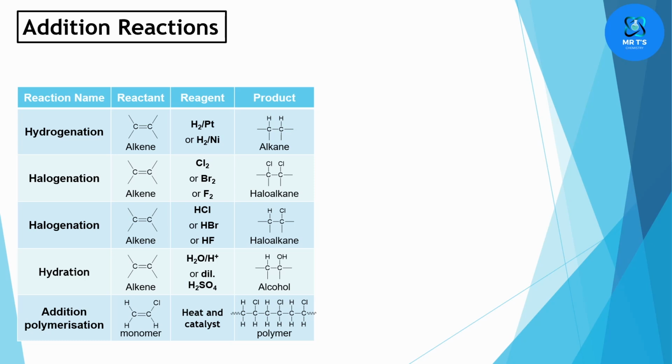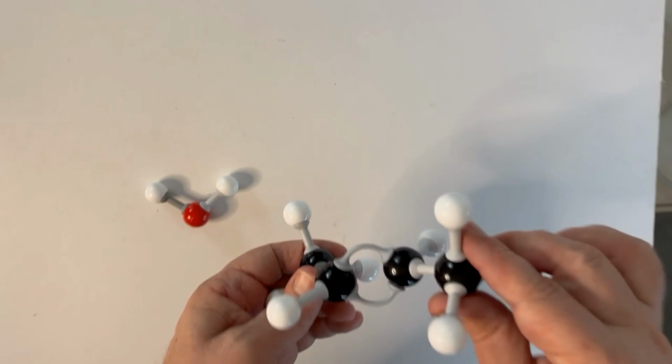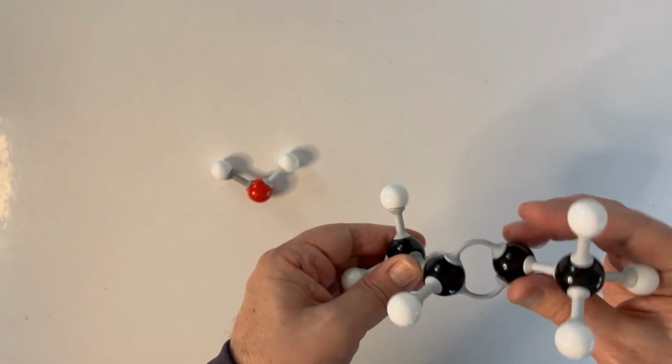Video, I'm going to go over addition reactions, what they are and how they happen. So addition reactions are a specific type of organic reaction that involve the reactant having a double bond or possibly a triple bond. So this has a double bond here, we can see.